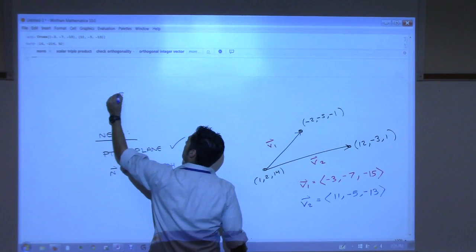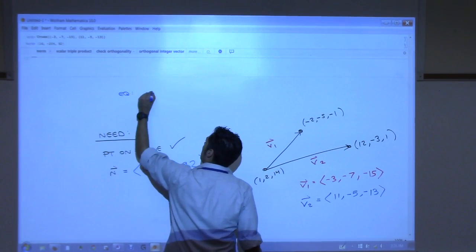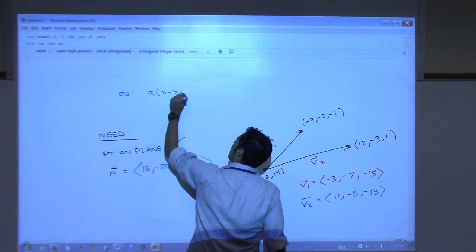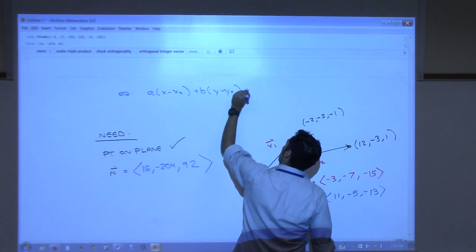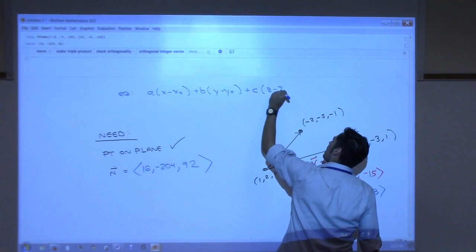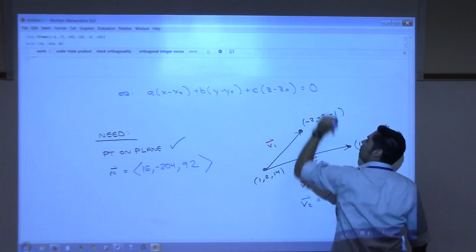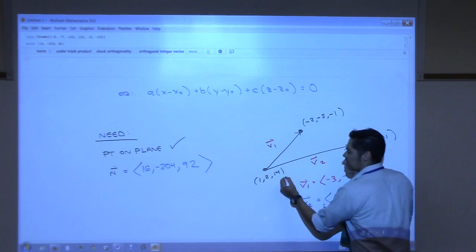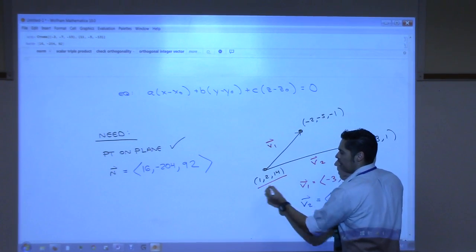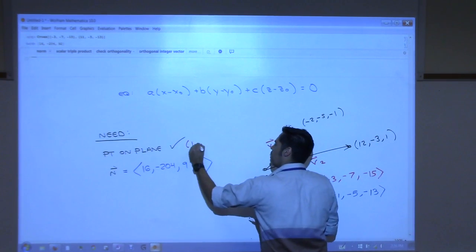The equation is going to be A times x minus x naught plus B times y minus y naught plus C times z minus z naught equals 0. And those numbers are going to suck. What point are we going to use? We said we could use any of them, right? You want to use this one for our point? Okay. So the point I'm going to use is the point 1, 2, 14.